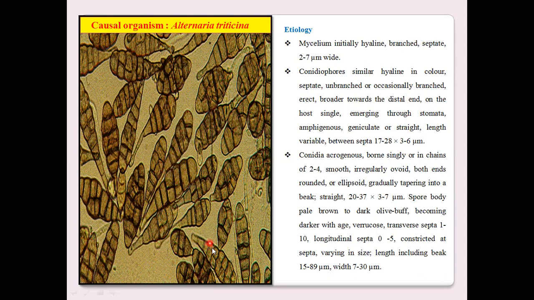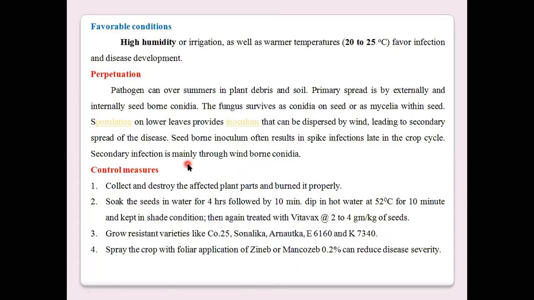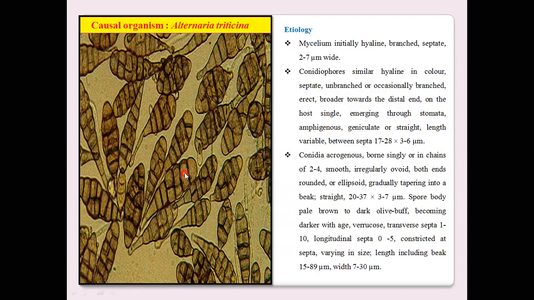Okay, so these spores or conidia are generally pale brown to dark brown in nature, and the conidia have two types of septa present, transverse septa and longitudinal septa. This is the transverse septa: 1, 2, 3, 4, 5, 6, 7, 8. Near about 1 to 10 transverse septa are present within a single conidium, and longitudinal, meaning vertical, septa are formed within the conidia, and these longitudinal septa are near about 0 to 5 in number.